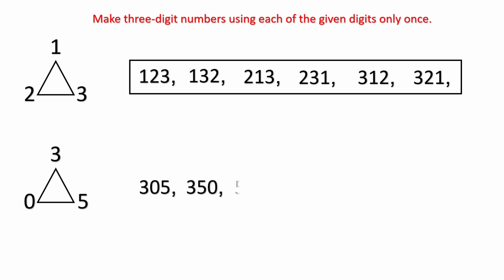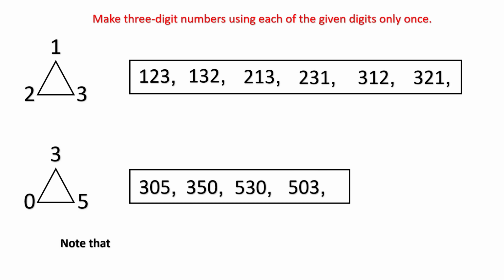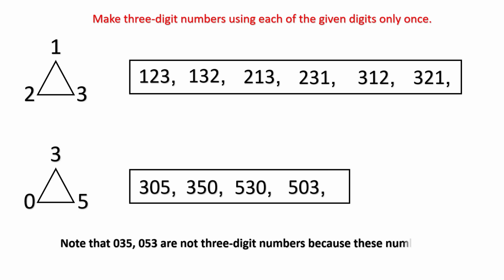The given digits are 3, 5, 0: 305, 350, 530, 503. Note that 035 and 053 are not 3-digit numbers because these numbers are written as 35 and 53 using only 2 digits.